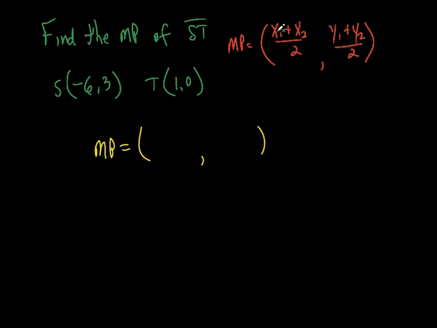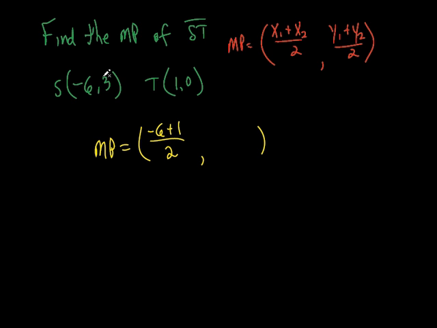That's what it says right here. Take the x values and add them up. Which ones are the x's? It would be this one, and this one. So we add those together. So what would it be? It'd be negative 6 plus 1. And what do we do after we add them together? We divide it by 2 because we're finding the midpoint, the halfway point.